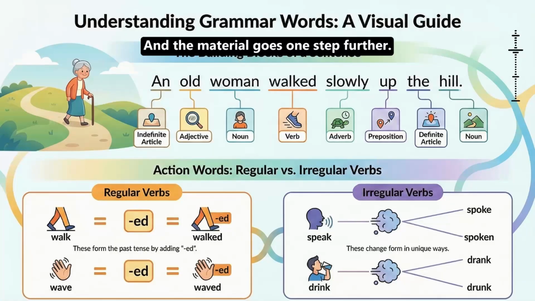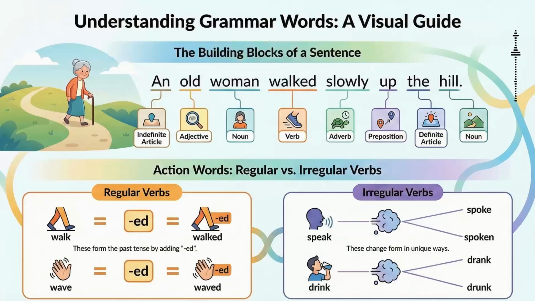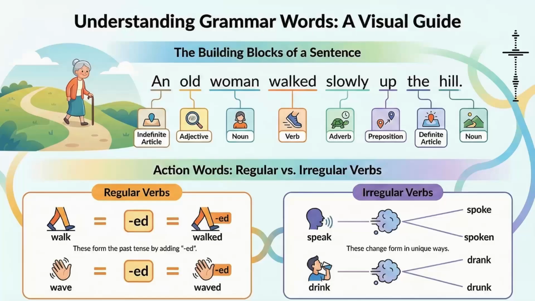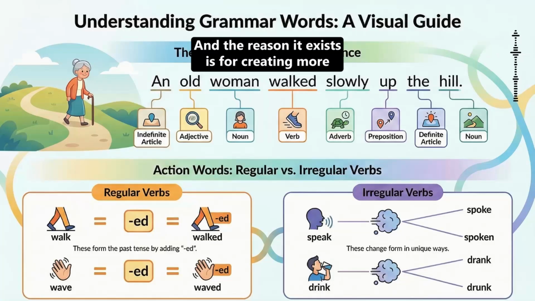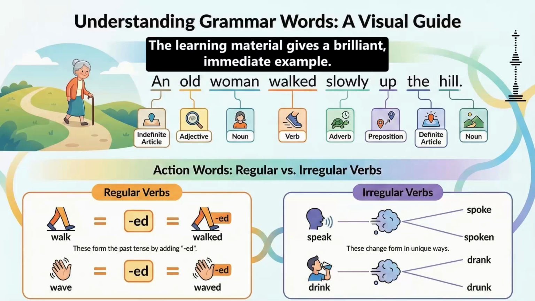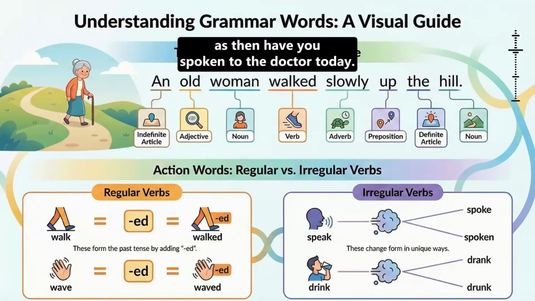And the material goes one step further. It brings up a third form, the past participle. What's the third form for speak? And more importantly, why do we need it? The past participle for speak is spoken. And the reason it exists is for creating more complex tenses, especially the perfect tenses. The learning material gives a brilliant, immediate example. You use spoken to form the present perfect, as in, have you spoken to the doctor today?